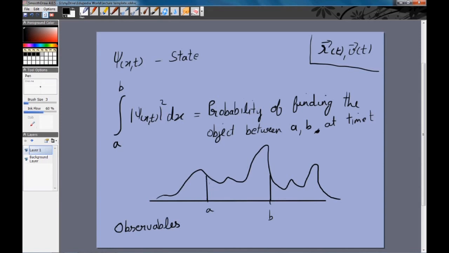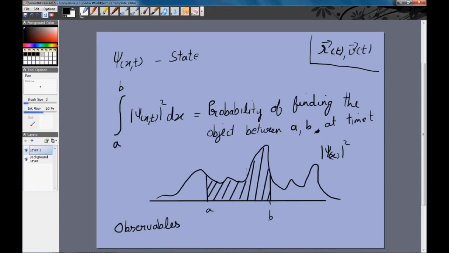Integral of mod psi of x squared, let's say this is mod psi of x squared. Right, this is not the graph of psi of x. Psi of x can be positive, negative, complicated. This is the graph of mod psi of x squared. Then the integral between a and b, which means this whole region, is the probability of finding the particle between a and b.